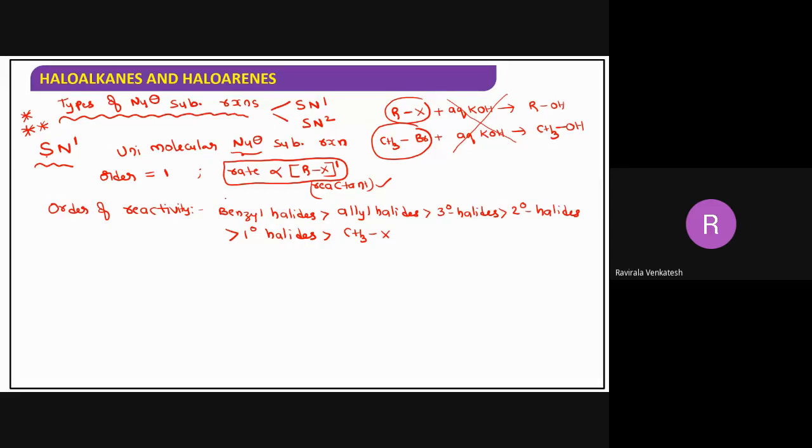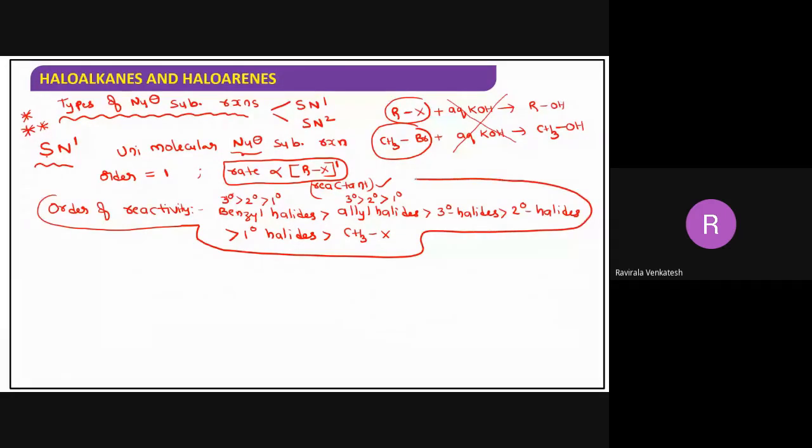In benzyl halides also, tertiary benzyl is more reactive than secondary benzyl, and secondary benzyl is more reactive than primary benzyl. Similarly, in allyl halides also, tertiary allyl is more reactive than secondary allyl, and secondary allyl is more reactive than primary. These examples I will explain by taking different examples from the textbook. In the textbook, there are many examples. We'll discuss that later, once we complete the mechanism.